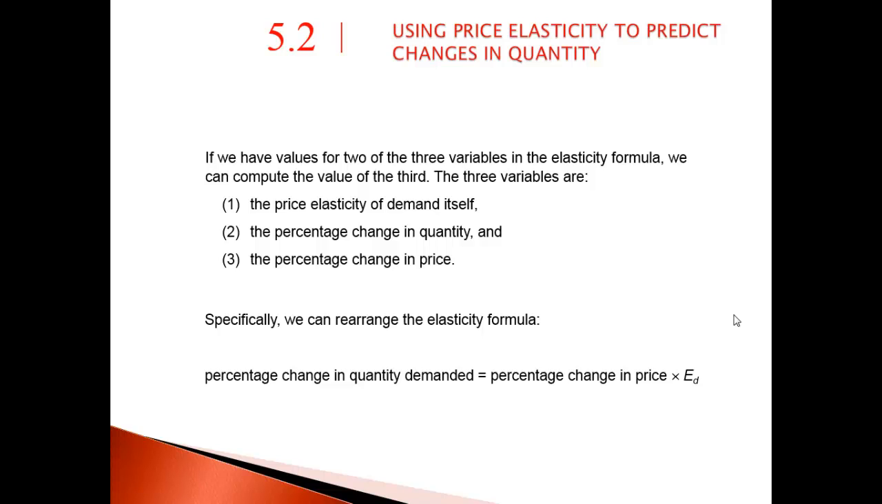Once we know the 3 to begin with, we can actually take one out and leave the other 2 in, and essentially ceteris paribus change one variable and get a different predictor. All you need to know from this slide is that we can use price elasticity to predict changes in quantity.